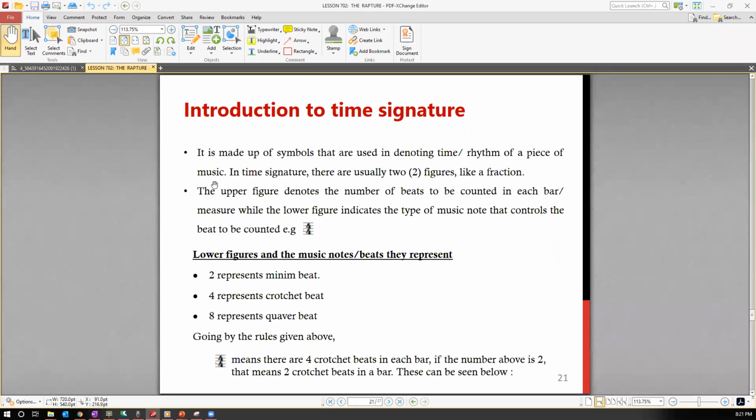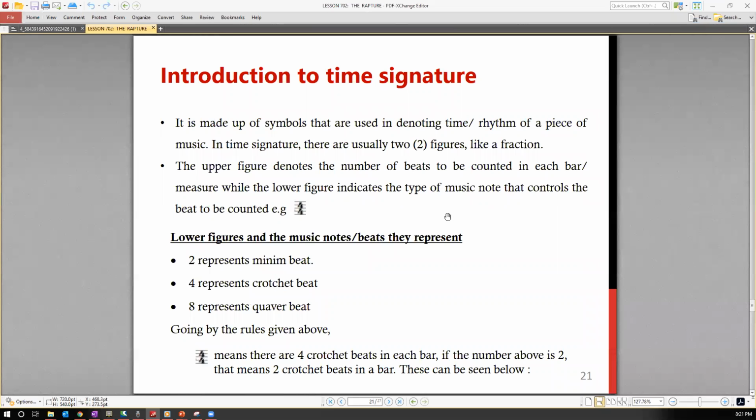Okay, so we talked about time signatures last time, and we said it's made up of symbols that are used to denote the time or rhythm of a piece of music. Okay, and it usually looks like a fraction. So two numbers, and the upper number indicates the number of beats to be counted in each bar, while the lower figure indicates the type of music note that takes one beat or that controls the beat.